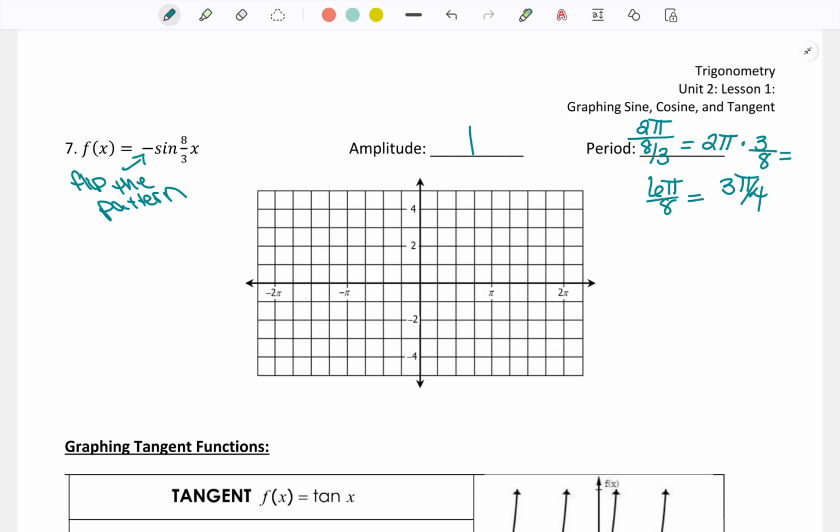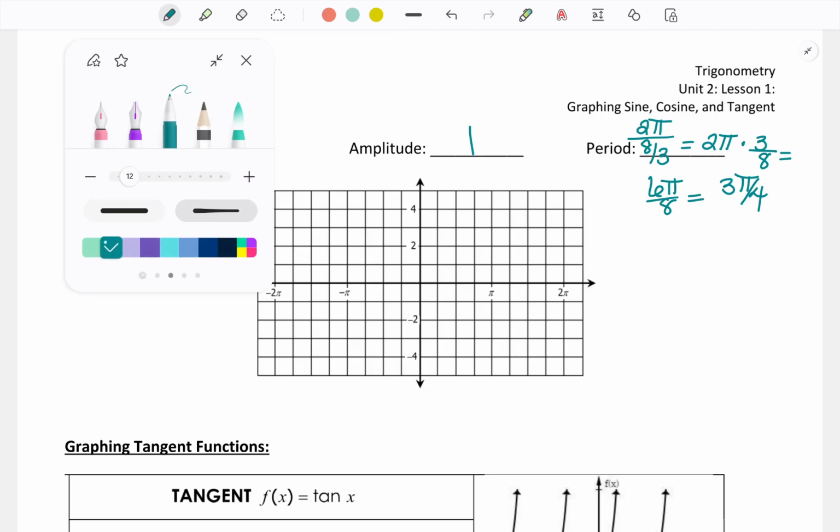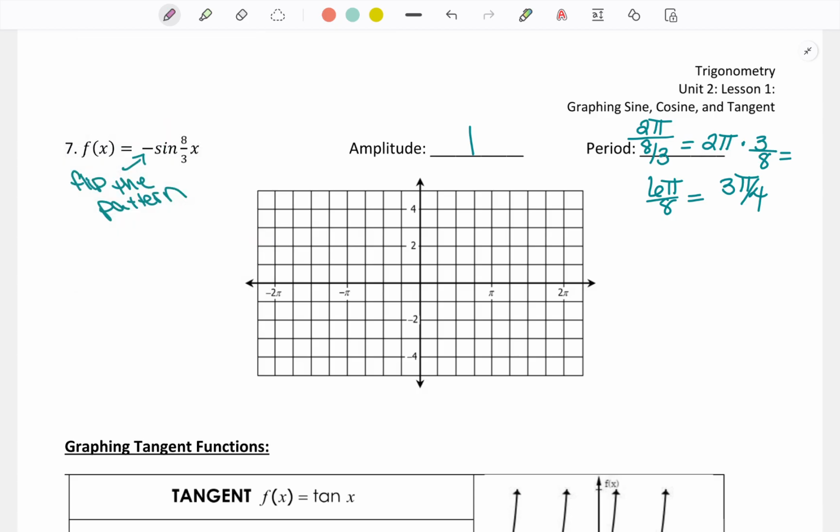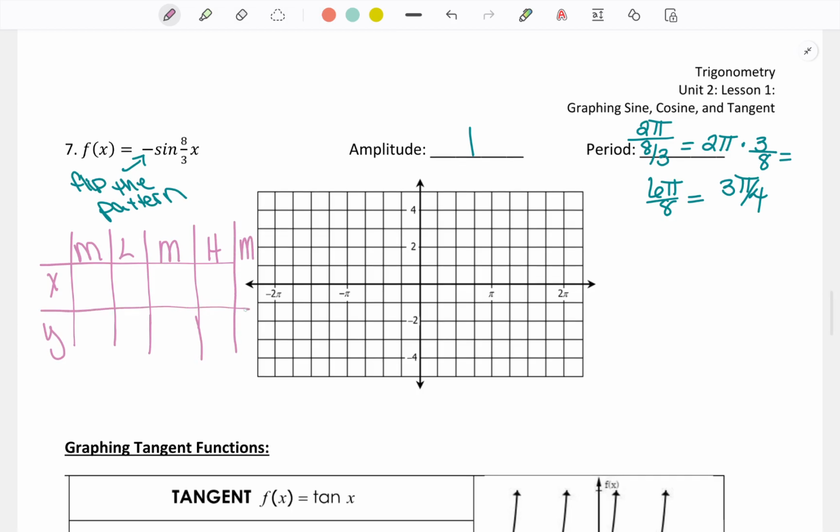So this one's going to be a little interesting. So we are going to make our chart. So this is sine, but it is flipped. So we still have our middle. And then we're going to go middle, low, middle, high, middle. And then we will go ahead and get our points in.